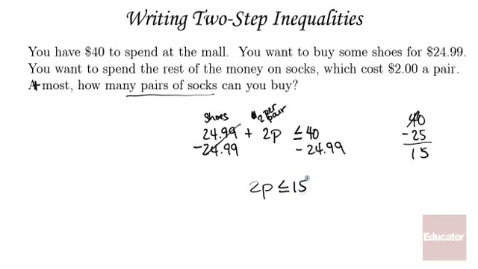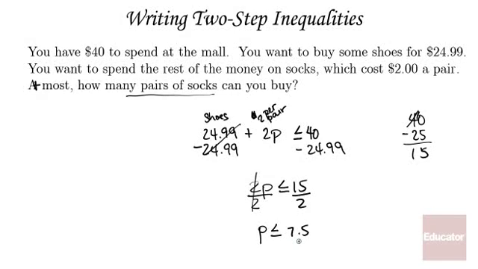2p is less than or equal to 15. And now we can divide by the $2, so we have $15 left over, and we divide by 2, and p is less than or equal to 7.5. Well, I can't buy half a pair of socks, so instead of buying 7.5 pairs of socks, I need to figure out if I'm buying 7 or 8.